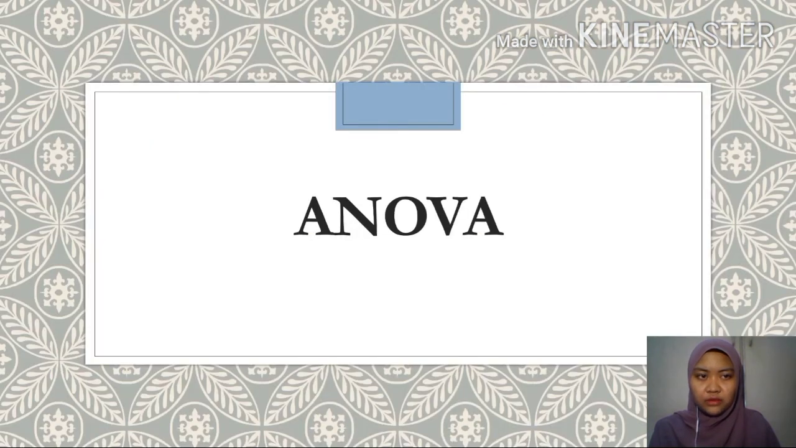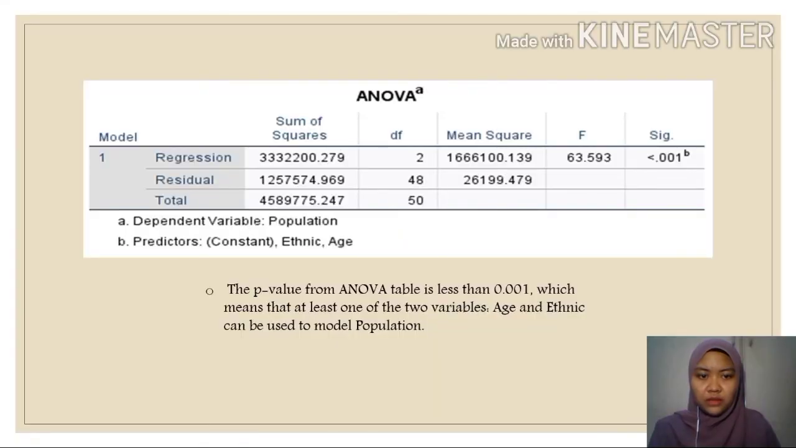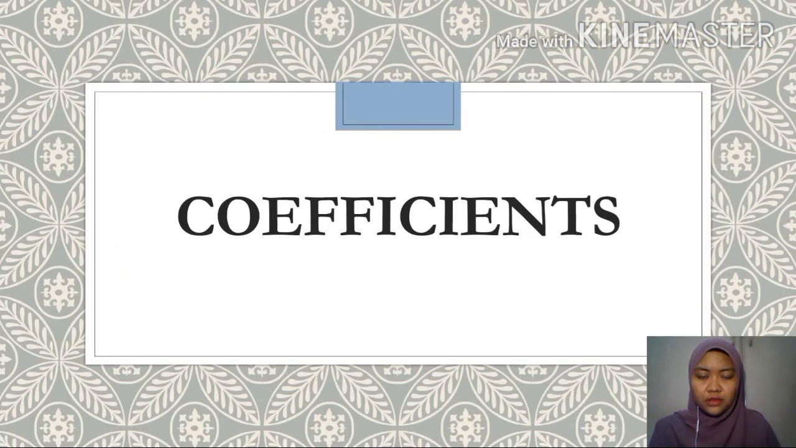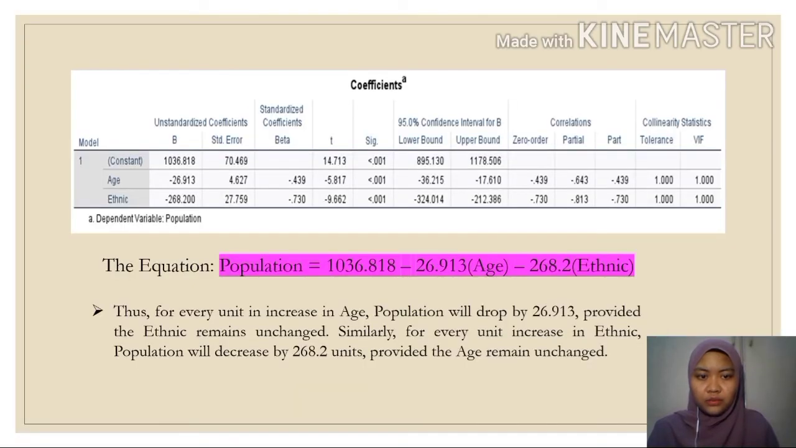Fourth is ANOVA. From the table, the p-value from the ANOVA table is less than 0.001, which means that at least one of the two variables, age and ethnic, can be used to model population. And the last one is coefficient. The equation that we can produce from this table is population equals 1036.818 minus 26.913 for age and minus 268.2 for ethnic.